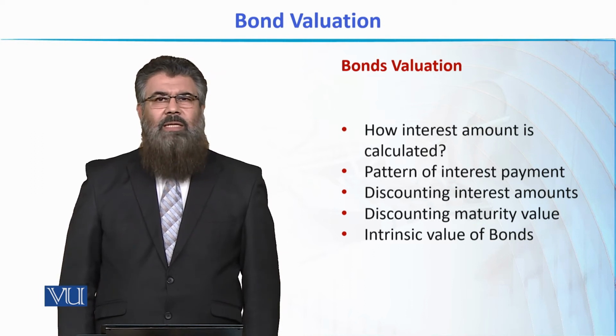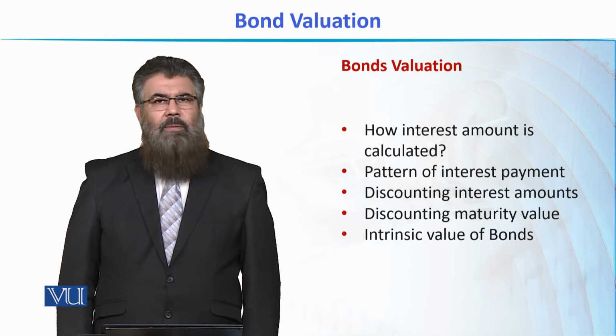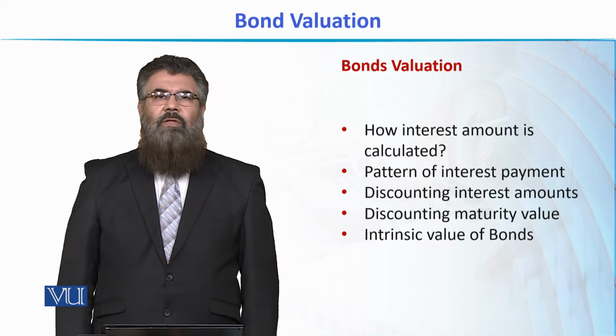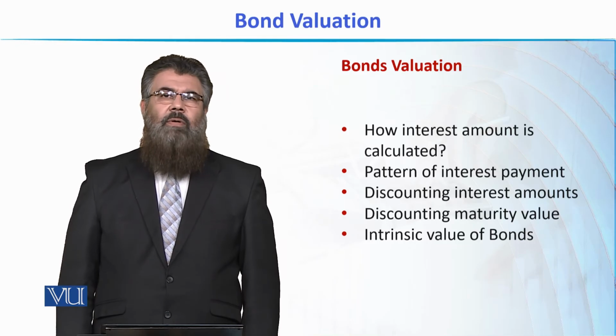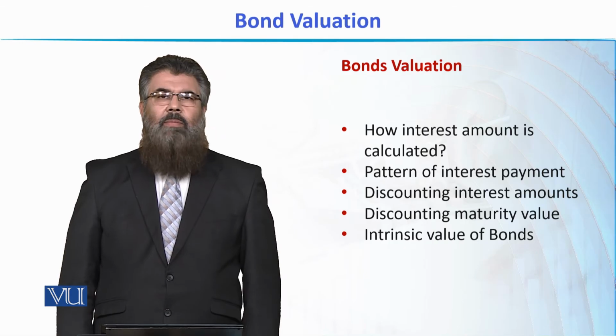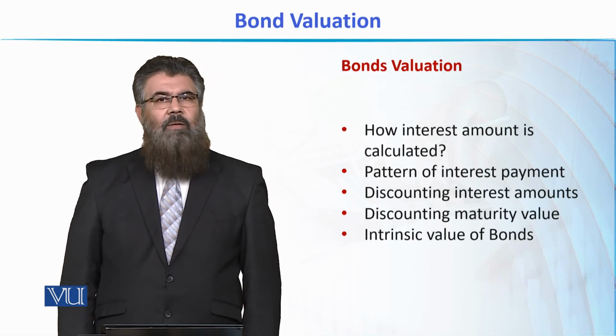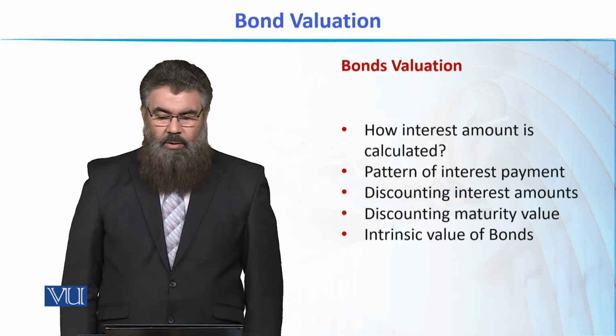How do we calculate the amount of interest of a bond? It simply means that if the rate of interest is given to us, we multiply that rate of interest with the face value or the par value, as we have just seen, and we get the amount of interest. For example, if a bond's face value is 10,000 rupees and interest rate is 10%, then multiplying 10% with 10,000 gives us 1,000, and that is the amount of interest on the bond.